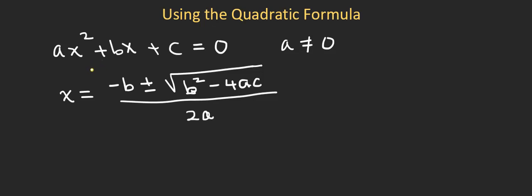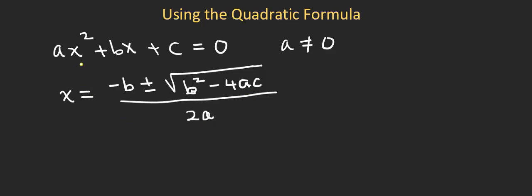In this video, we're going to solve quadratic equations using the quadratic formula. So if you have ax squared plus bx plus c equals 0, you could apply the quadratic formula and make sure that a is not equal to 0. The quadratic formula says x equals negative b plus or minus the square root of b squared minus 4ac, all over 2a.